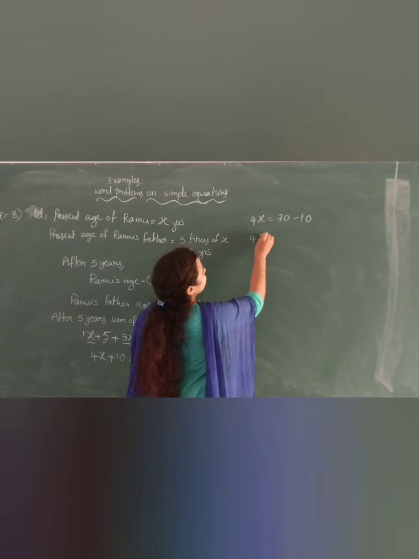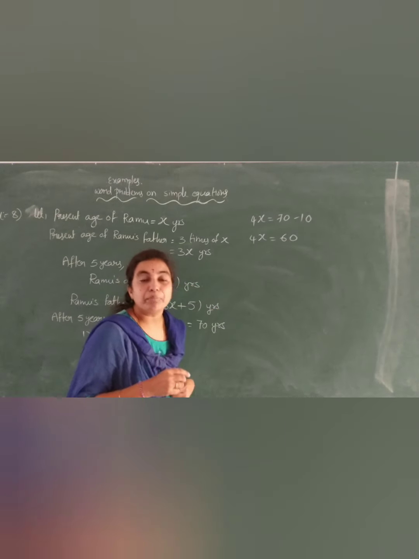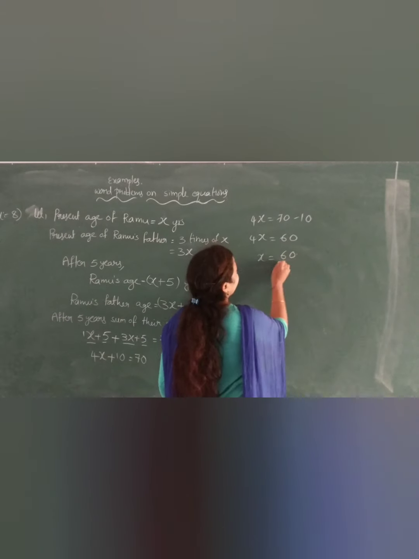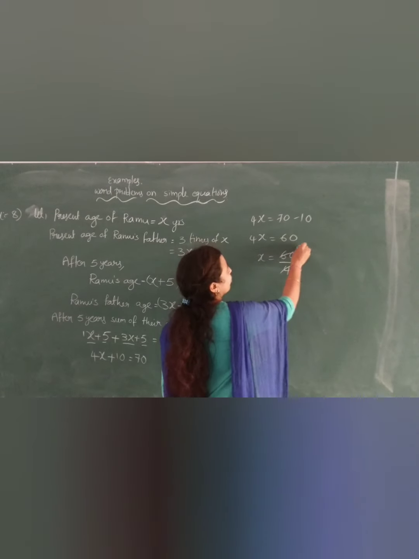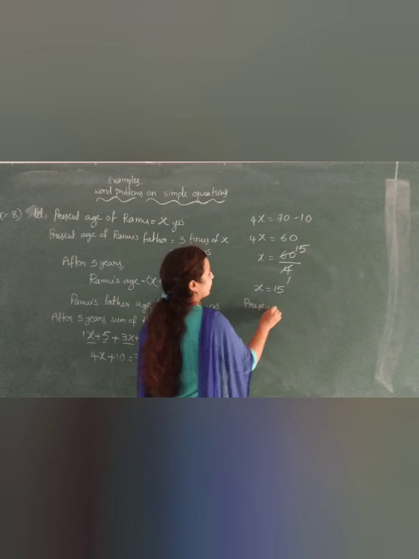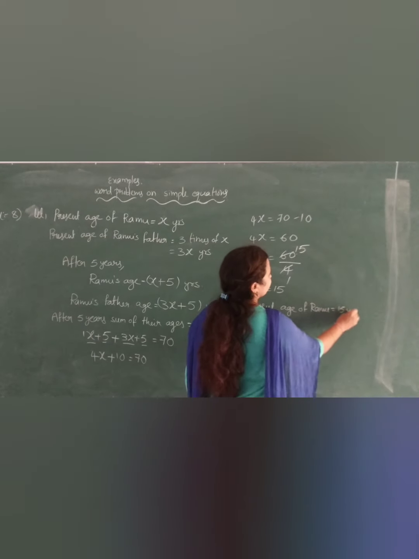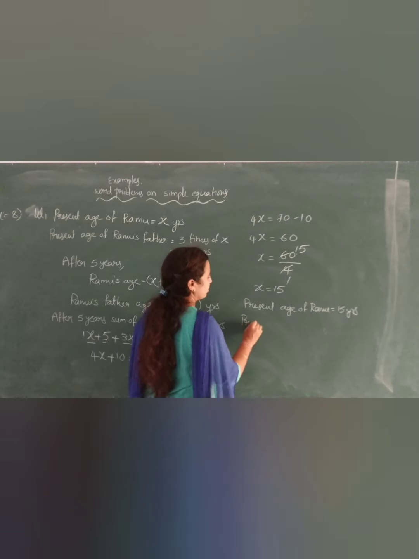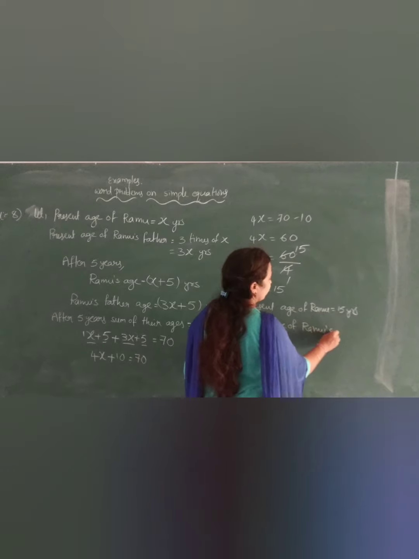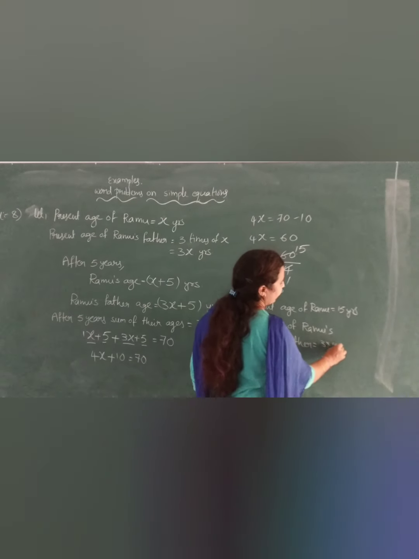Now 4x is equal to 50. Therefore, present age of Ramu is equal to 15 years and the present age of Ramu's father is equal to 3x. So 3 into 15. How much it is?